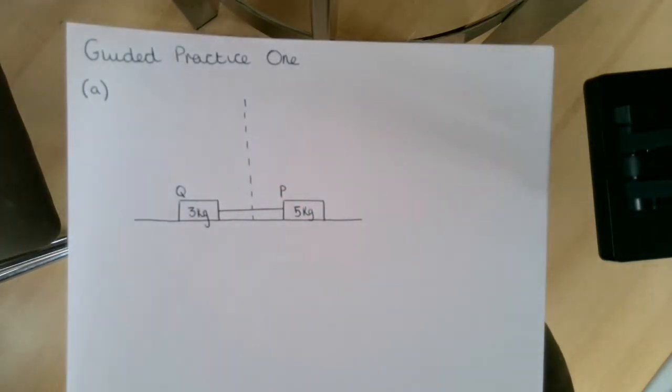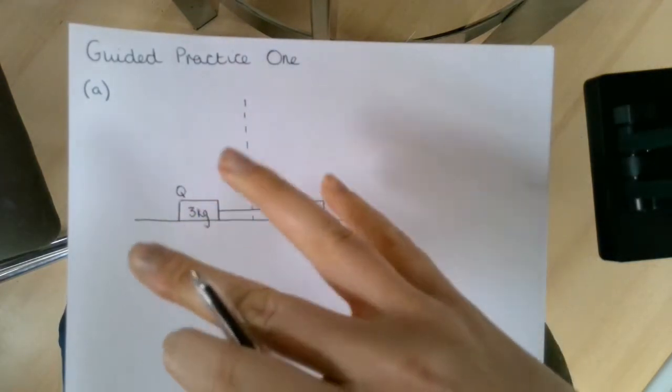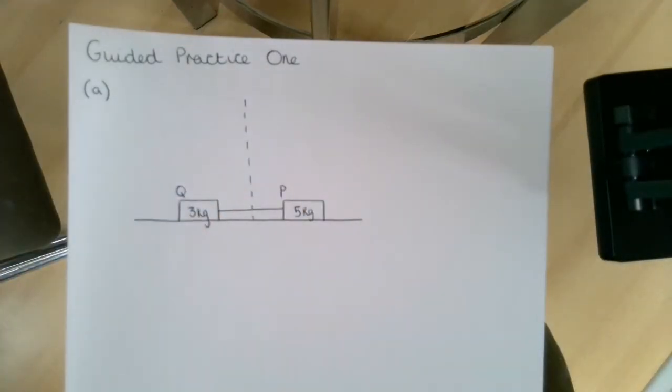Now, if they are connected by this string, we know that we're going to have some tension in the string. Now, this tension, we're not going to fully understand the direction until we understand what forces are being applied to the string. So we'll come back to that tension in a moment.